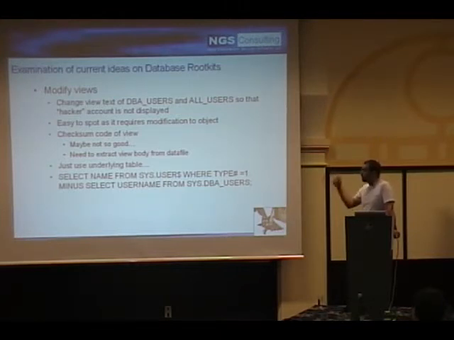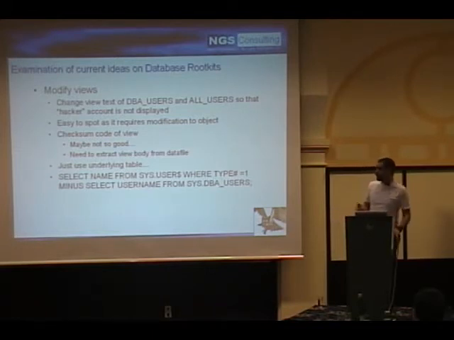So, modifying views. Along comes a user, creates himself an account called hacker, and he wants to hide the fact, so they'll modify the view of DBA users and all users so that the hacker account isn't displayed. Because it's modifying an object in the data dictionary, this is trivial to spot.